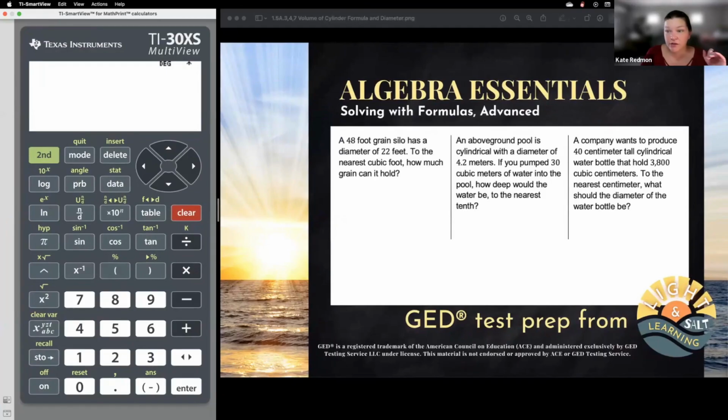Now, I want my calculator for the next 2. You're going to want it too. So go ahead, go grab it. That last one wasn't too bad, but I want to show you the keys to press on these next 2.